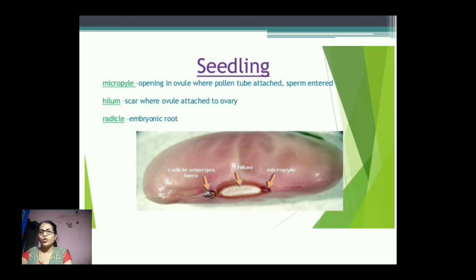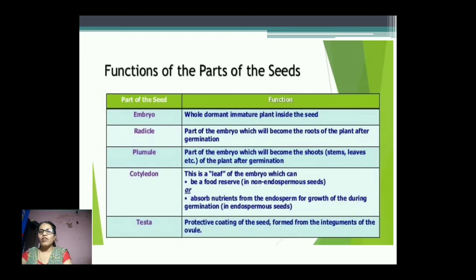First, micropyle, the opening in the ovule where the pollen tube attaches and the sperm, or the gametes, enter. It is known as micropyle. Hilum. Hilum is the place where the ovule is attached to the ovary. And radicle. Radicle gives rise to the embryonic root.